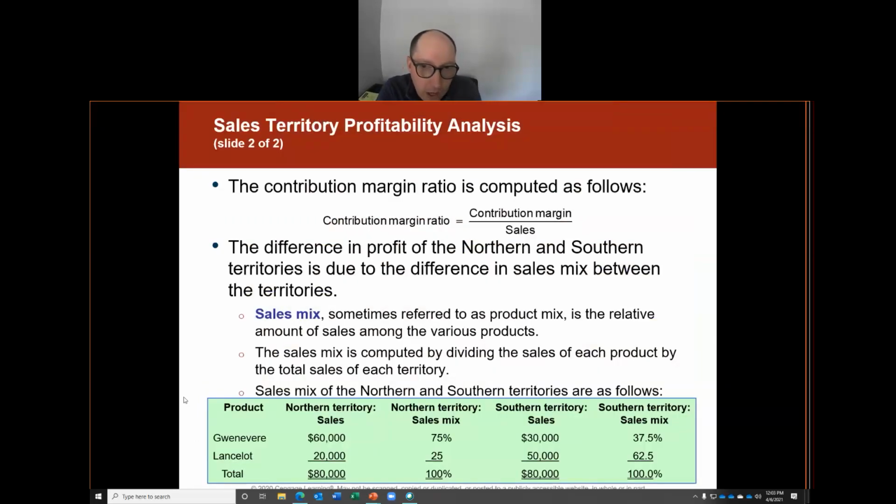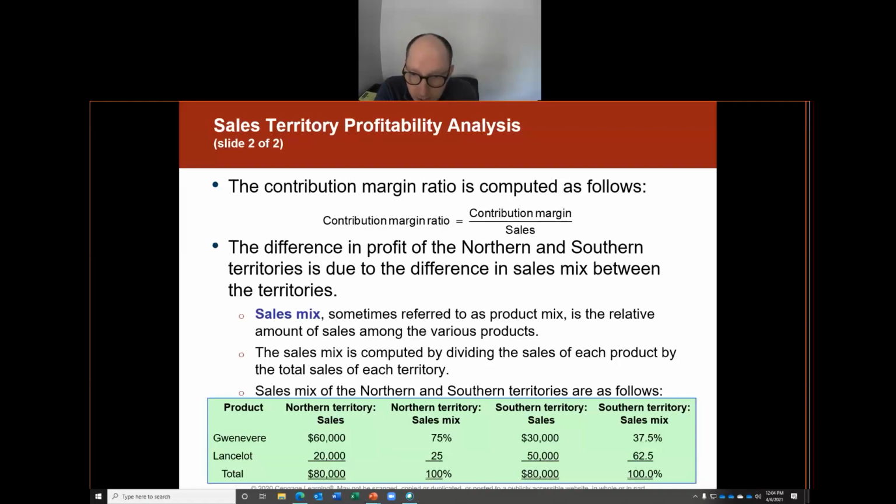Contribution margin, as you know, is the sales price minus the variable cost. Contribution margin ratio, as you know, is the contribution margin divided by sales. Contribution margin, sales price minus variable cost, divided by sales. That's your contribution margin ratio.